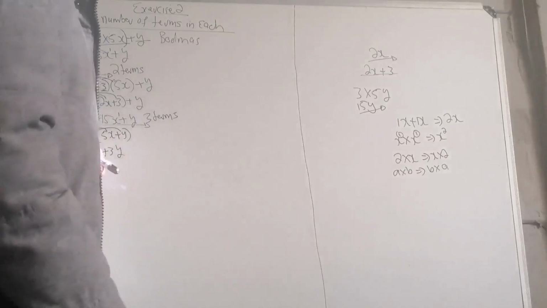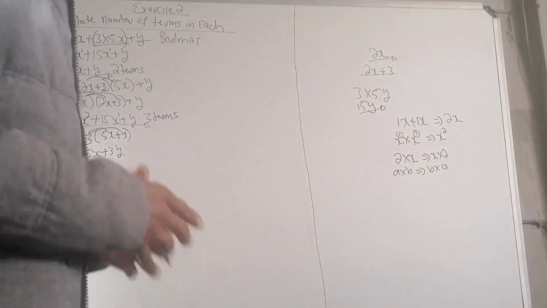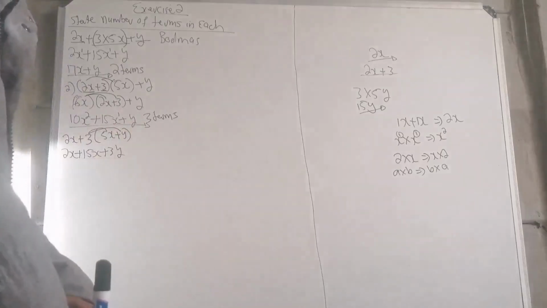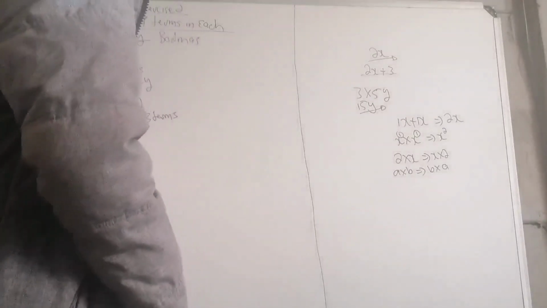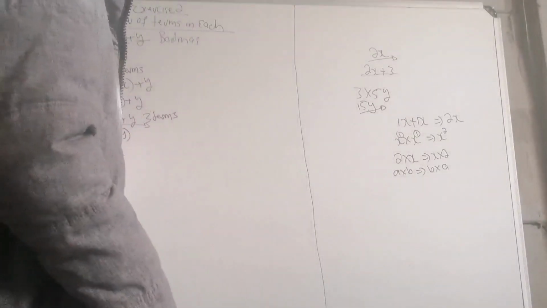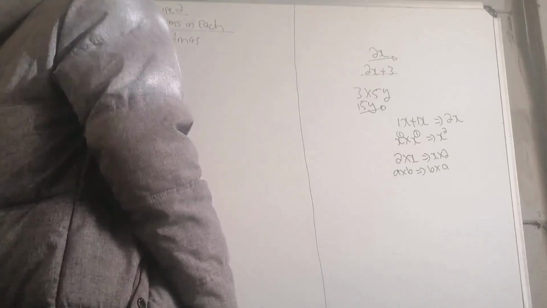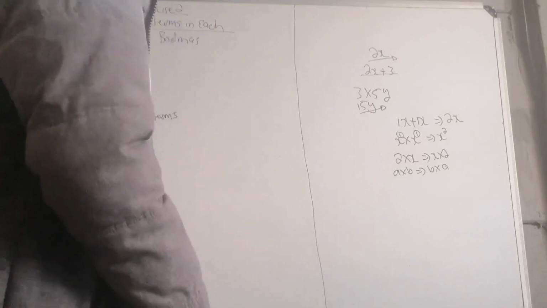Can I add these numbers? Can I or can I not add 2x with 15x? You can. Why? They are like terms. So what is 2 plus 15? 17. 17x plus 3y. So how many terms are here? 2 terms.